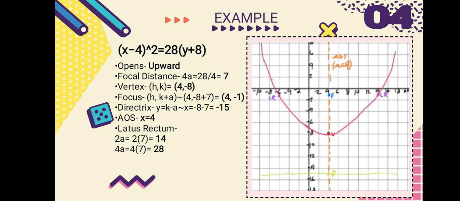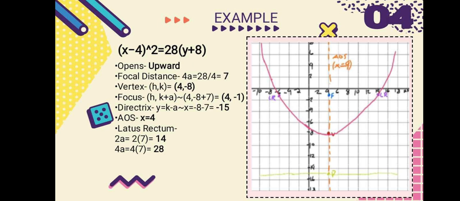Next is our AOS. The AOS is aligned with or intersects the vertex. So, our vertex has an h of 4. Since it opens upward, our x is equal to positive 4.